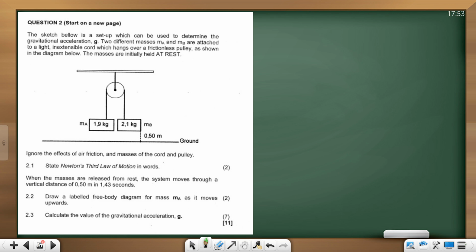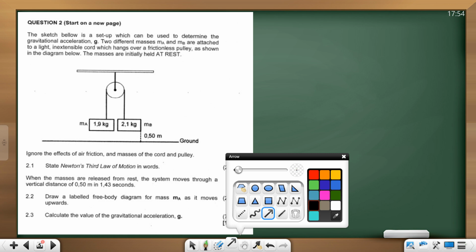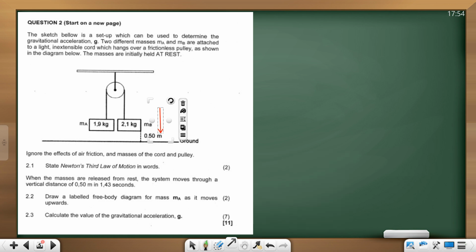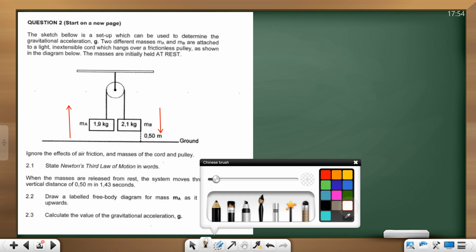All right. When the masses are released from rest, the system moves through a vertical distance of 0,50 in 1,43 seconds. Draw a labeled free body diagram for mass A as it moves upwards. Now, let's check something here. When they are released, do you notice that B is heavier? So what happens? B is going to go down while A is going to move what? Upwards.